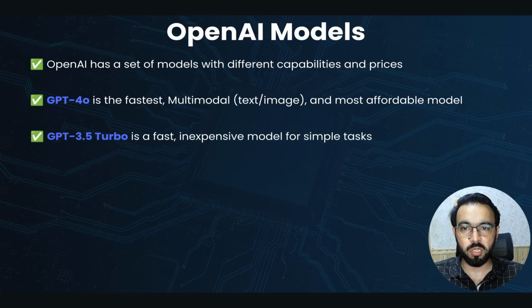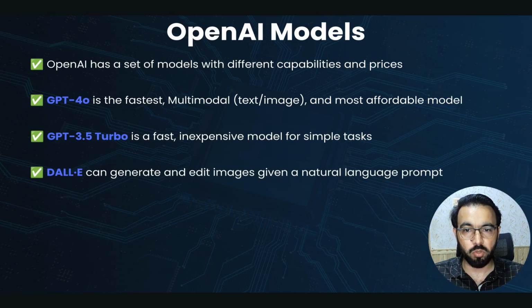Then we have GPT 3.5 Turbo, which is a fast, inexpensive model for simple tasks. 3.5 Turbo is the cheapest one, but this model is trained till 2021, and for that reason it is also recommended for simple tasks only.